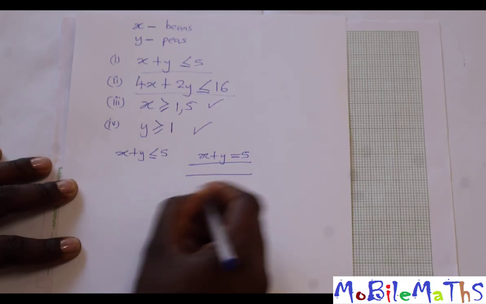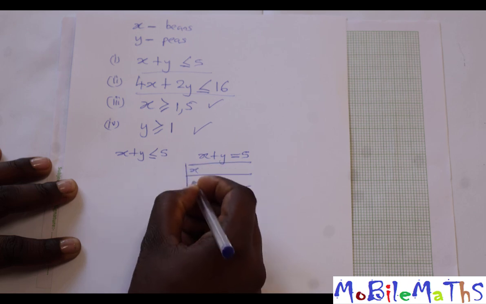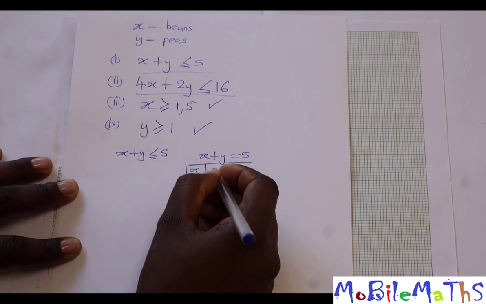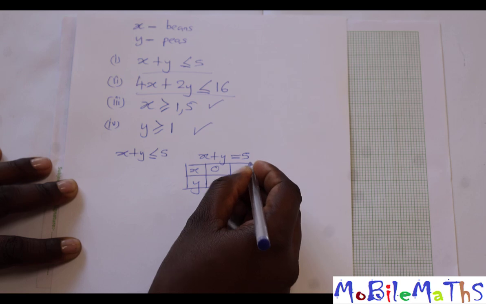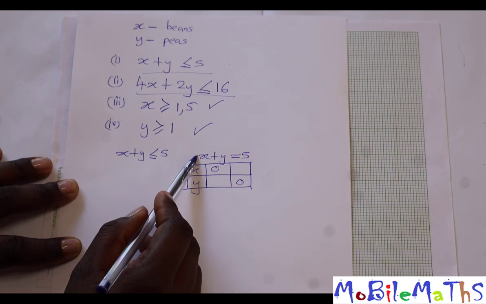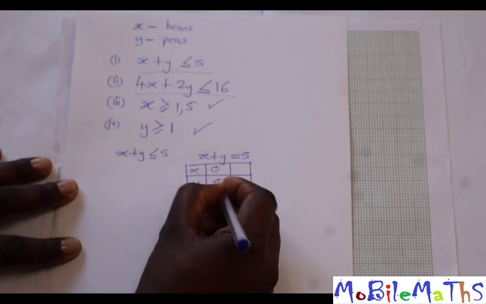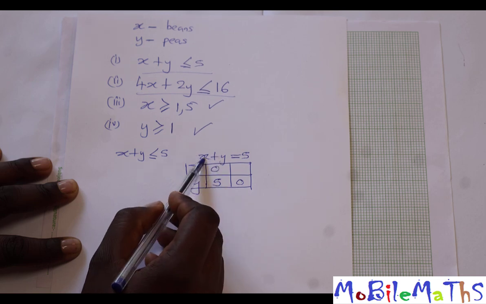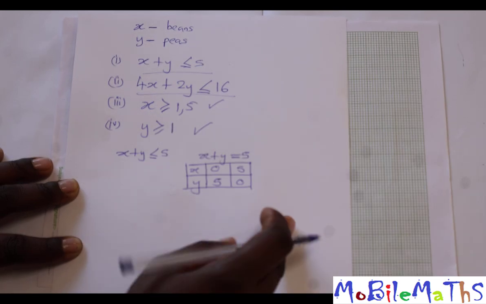So my table will have x values and y values. I take my x to be 0 and I also take my y to be 0. So when x is 0, y is 5. When y is 0, x is 5. So that's the first line.